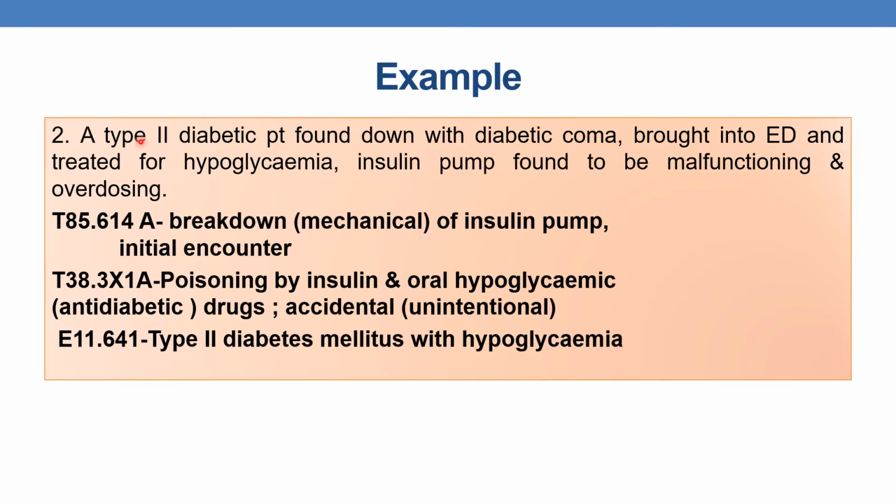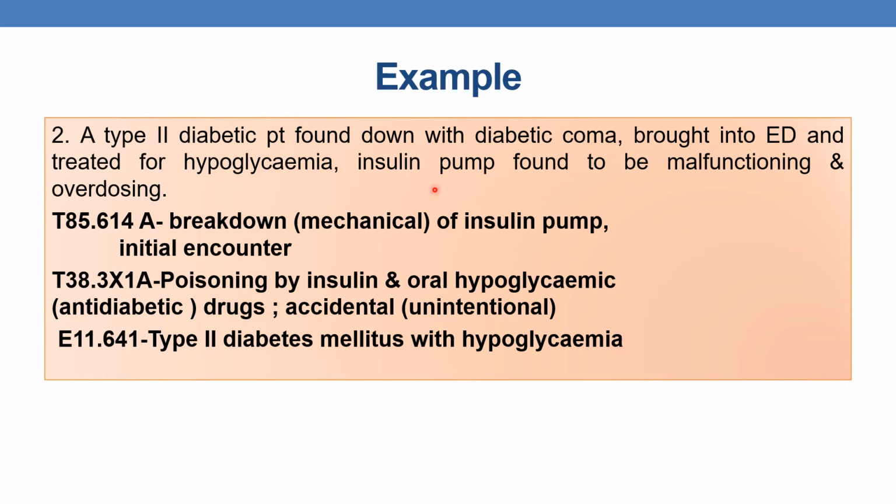Now let us see an example. A type 2 diabetic patient found down with diabetic coma, brought into ED and treated for hypoglycemia. Insulin pump was found to be malfunctioning and overdosing. So overdosing will lead to poisoning.